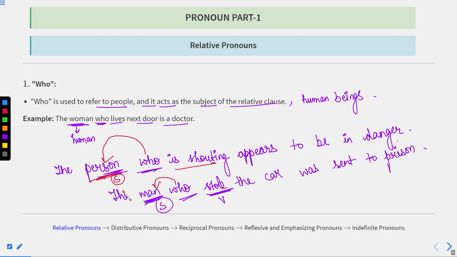So two things you need to keep in mind while using who. First of all, the person you have indicated in the sentence with the word who should be the subject of the sentence. Moreover, it should be a human being. It is not enough that it is a living being. It should be a human being. Okay, now let us move to the next one.